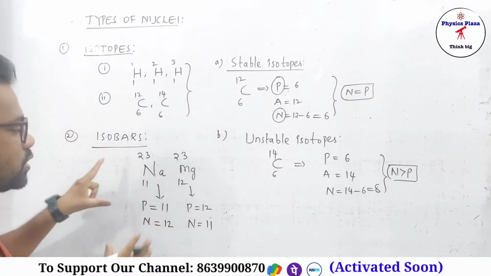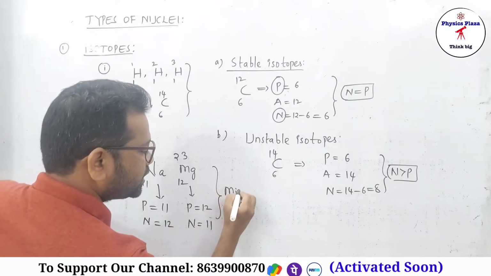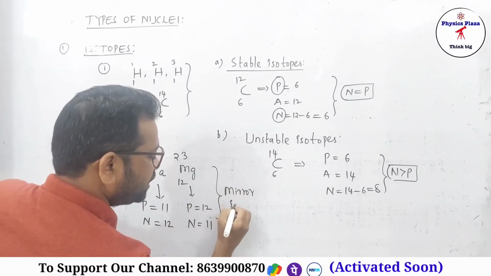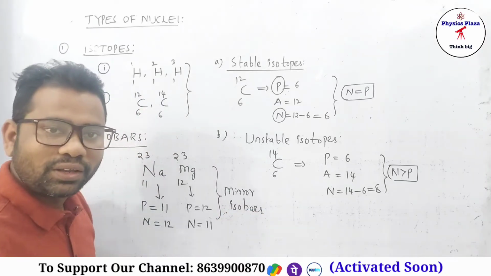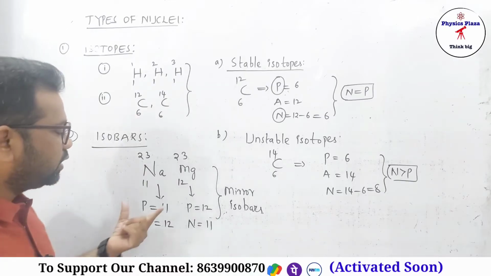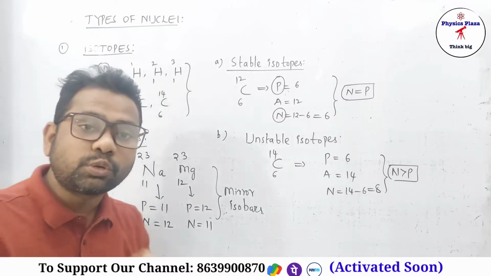Just notice here, the number of protons and the number of neutrons got interchanged. Such isobars we call mirror isobars. Very, very important: mirror isobars. Okay? So fine. What are isobars, children? Atoms with different atomic numbers and the same mass number are called isobars.